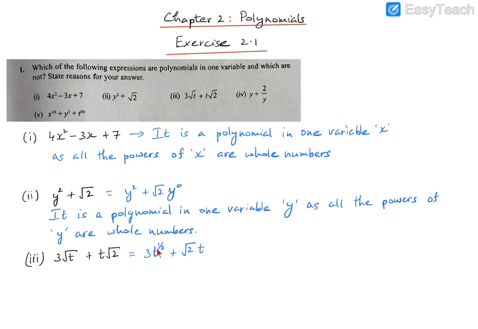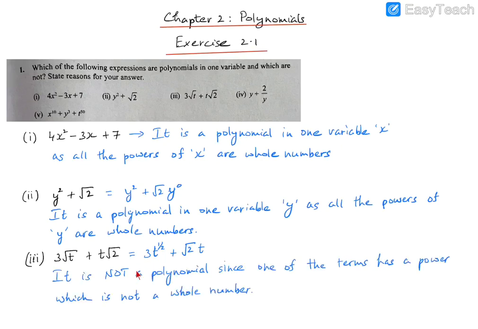So the power or exponent of the variable here is half, and the exponent of the variable in the second term is t power 1. For this expression to be a polynomial, all the powers need to be whole numbers. However, in this case, one of the powers is not a whole number, and therefore this is not a polynomial. It is an algebraic expression in one variable, which is t, but since one of the powers is not a whole number, it is not a polynomial.